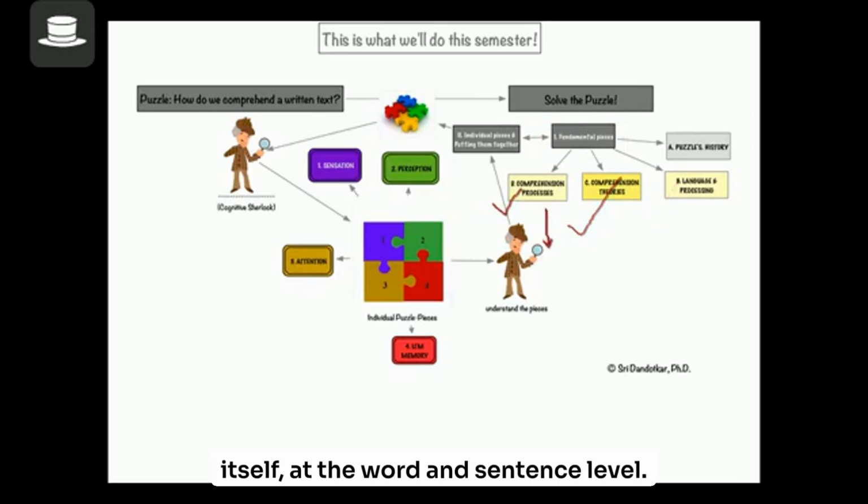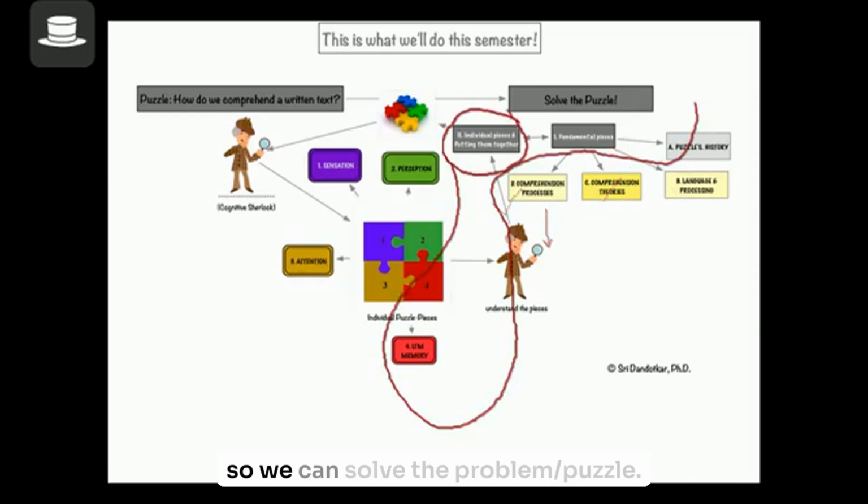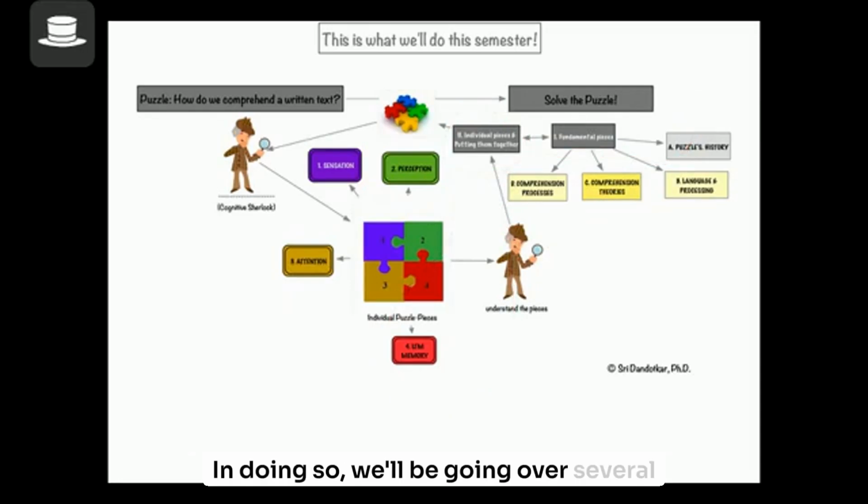Now that we covered all the things, the next part is to put together these pieces so we can solve the problem. I'm not going to solve the problem for you, but I'm going to give you some direction. In doing so, we'll be going over several handouts, the same handouts you have seen in the final paper description. So we'll go over those handouts.